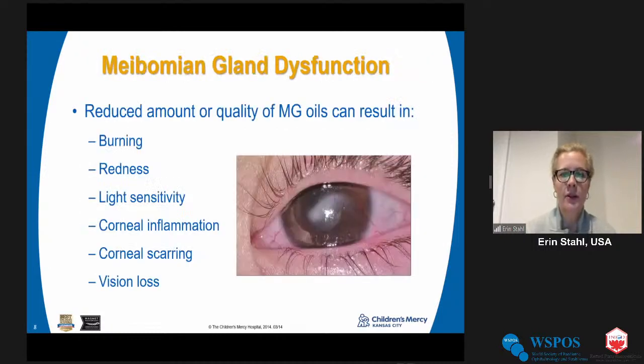Obviously, when we don't have healthy meibomian glands, we can have all sorts of symptoms, from the more mild complaints of burning and redness, leading to corneal involvement with light sensitivity, moving into corneal inflammation, scarring, and then eventually vision loss. And this is all on the ocular surface side. In addition to that, we certainly have plenty of people coming in with styes, chalazions, and hordeolums that are related to blocked meibomian glands as well.